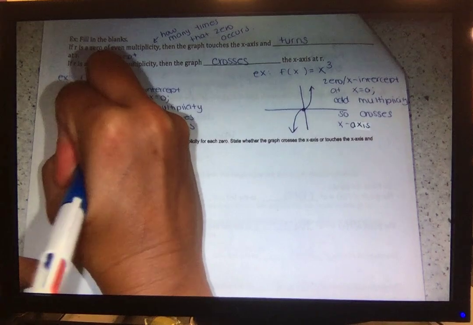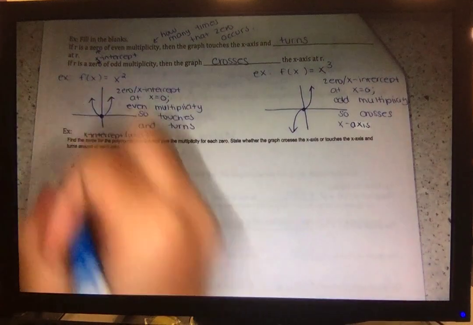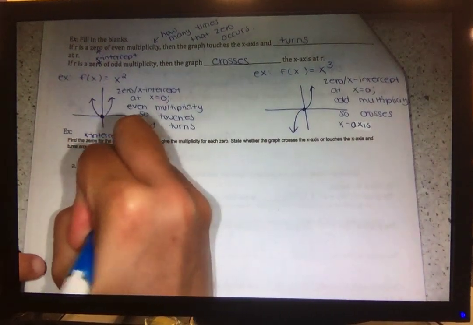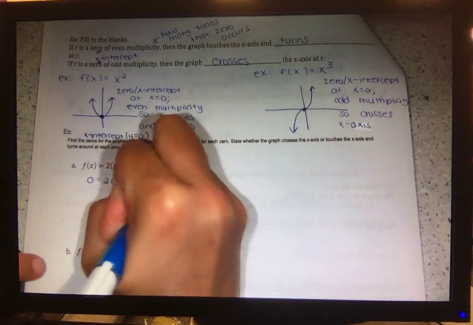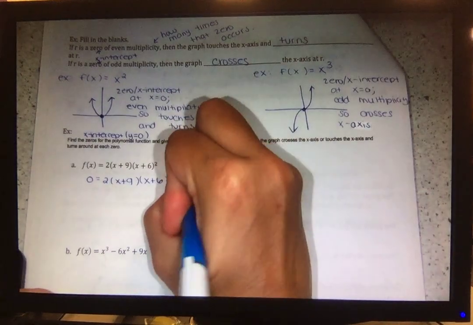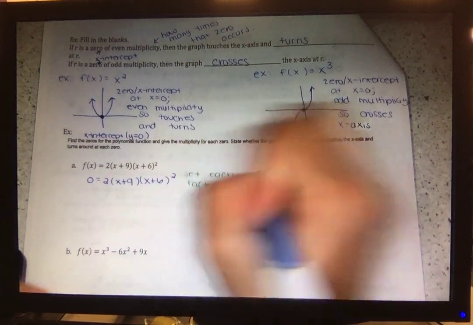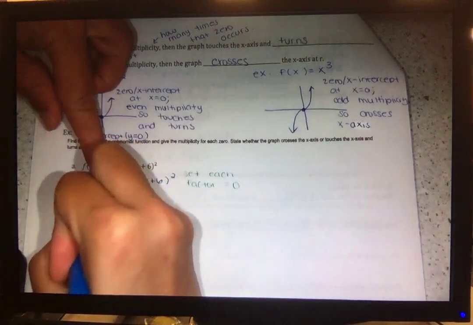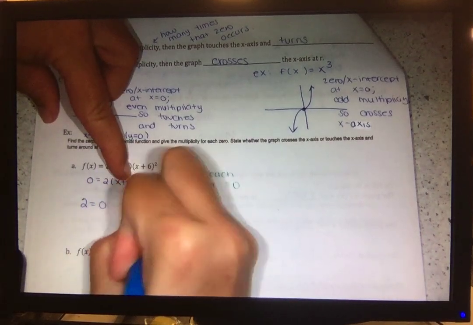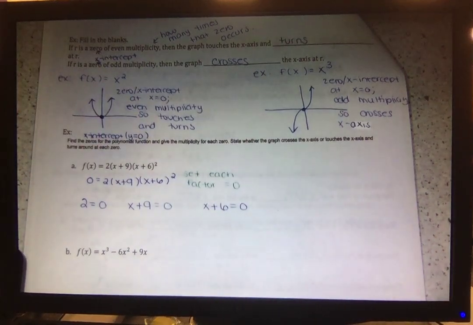How do we do that? Plug in 0 for y. Good. So 0 equals 2 times x plus 9 times x plus 6 squared. My math lab was finally nice for once, and it gave it to us factored. So we can just set each factor equal to 0. So 2 is a factor, so 2 equals 0. X plus 9 equals 0. And x plus 6 equals 0. We'll come back and deal with the squared thing in a second.